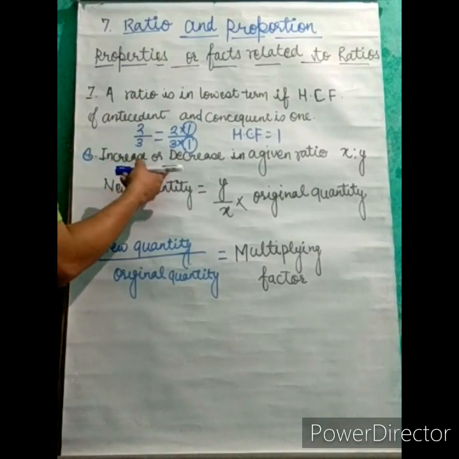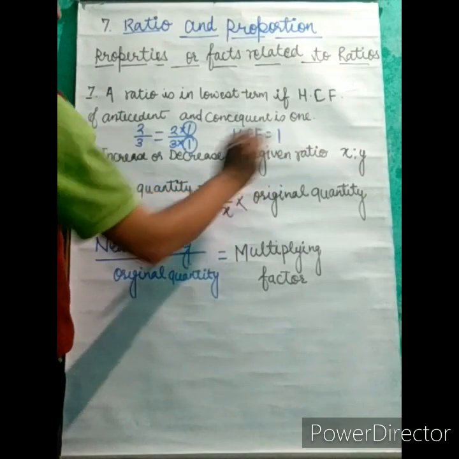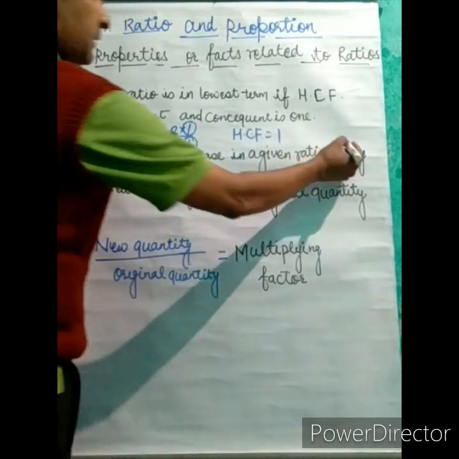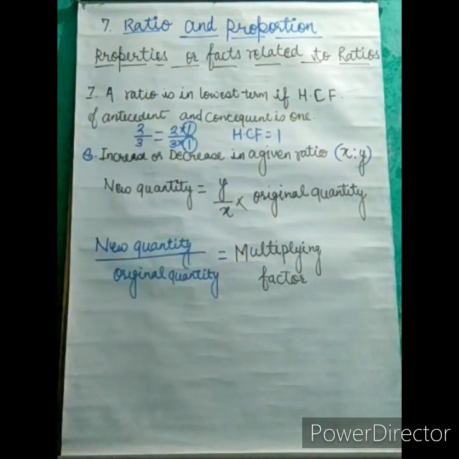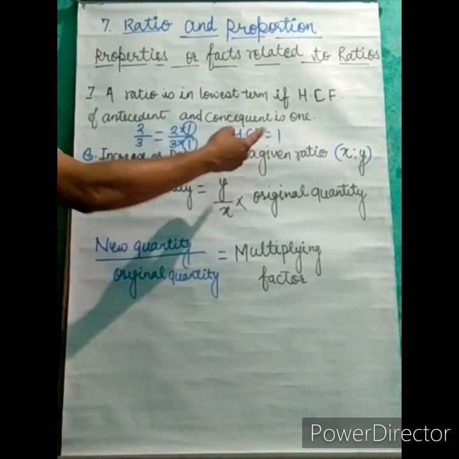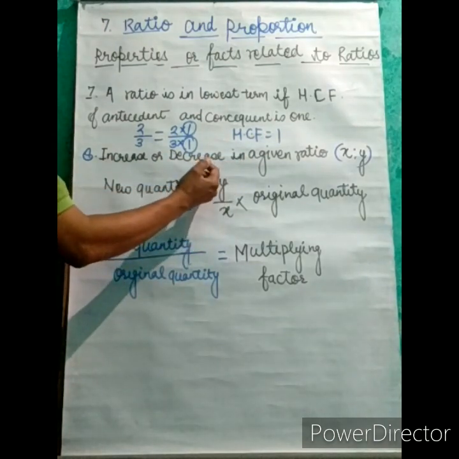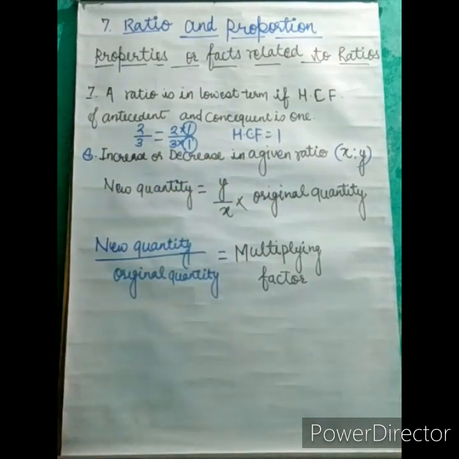Next is increase or decrease in a given ratio. If a ratio is given to you, we can find the new quantity which is increased or decreased in a given ratio x over y. The formula is y over x multiplied by the original quantity, and the ratio of the new quantity to the original quantity is equal to the multiplying ratio. These formulas we will try to implement in our exercise.